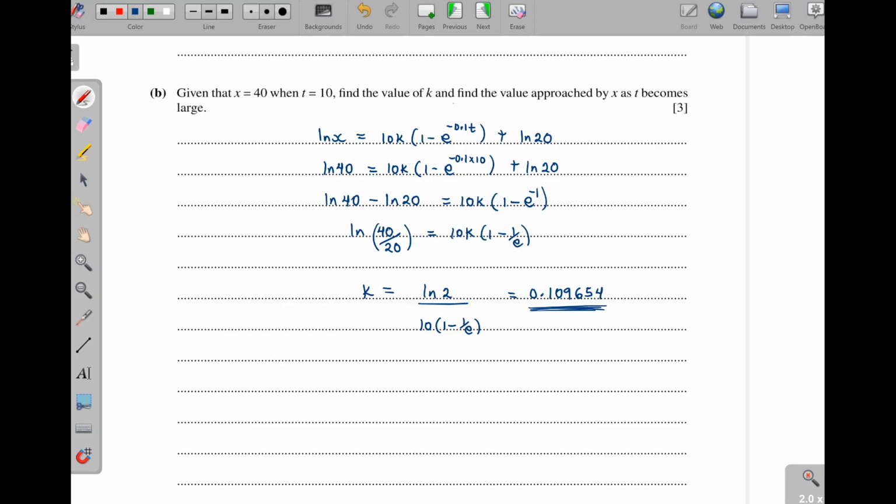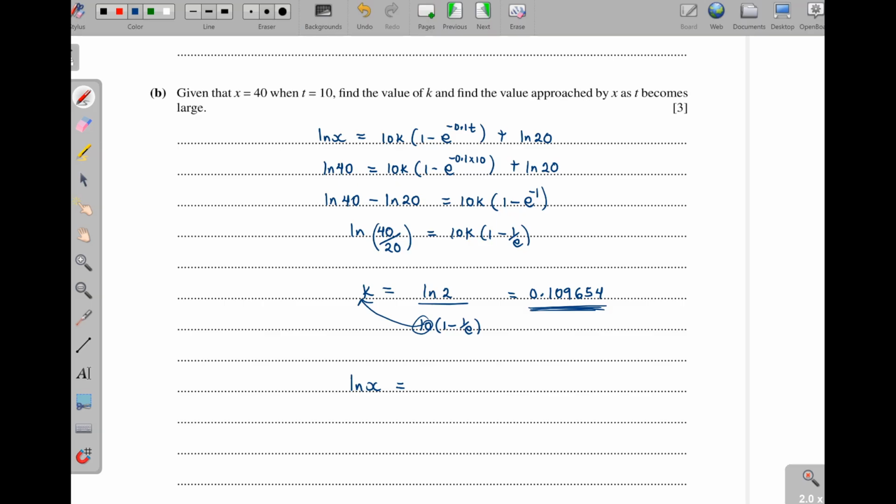Then find a value approached by x as t becomes large. Now this is natural log of x, which is equal to 10k. Now from here 10k can be the same as, if you bring this one back here, it is going to give you what?